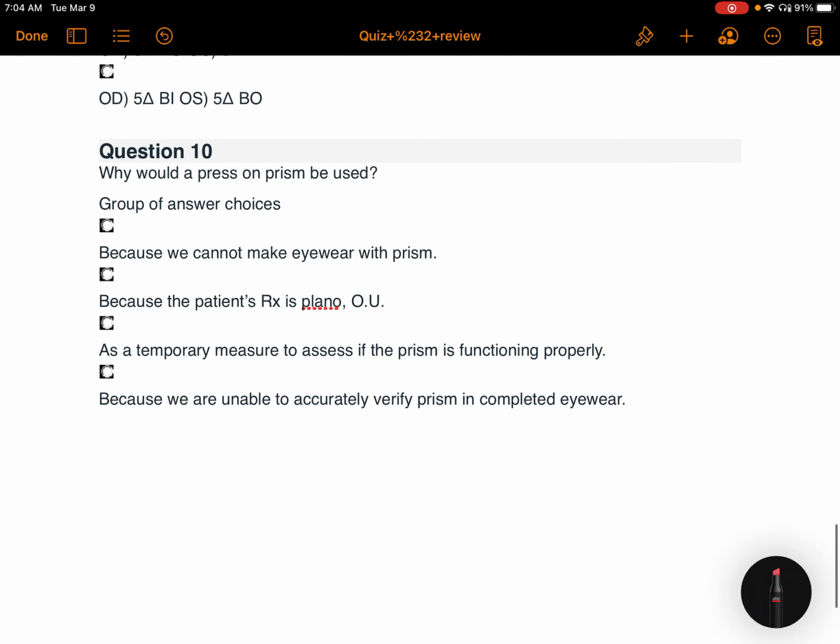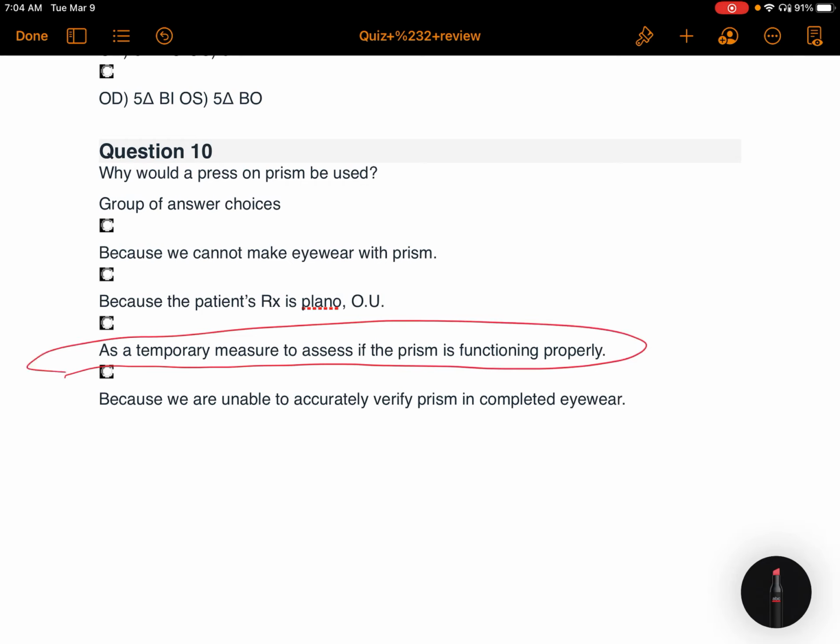And question 10, why would a press-on prism be used? Pretty straightforward. It's a temporary measure to assess if the prism is functioning properly. And I should also add it's an inexpensive temporary measure, which is a good way to trial a prism before investing a lot of money into a ground set of lenses.